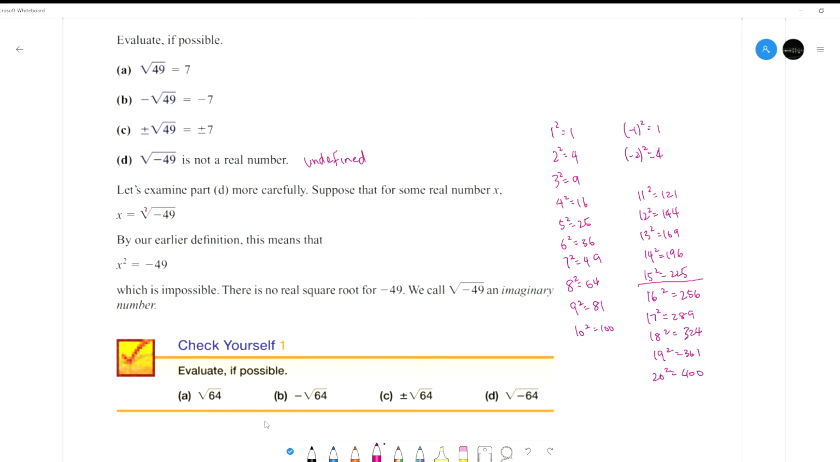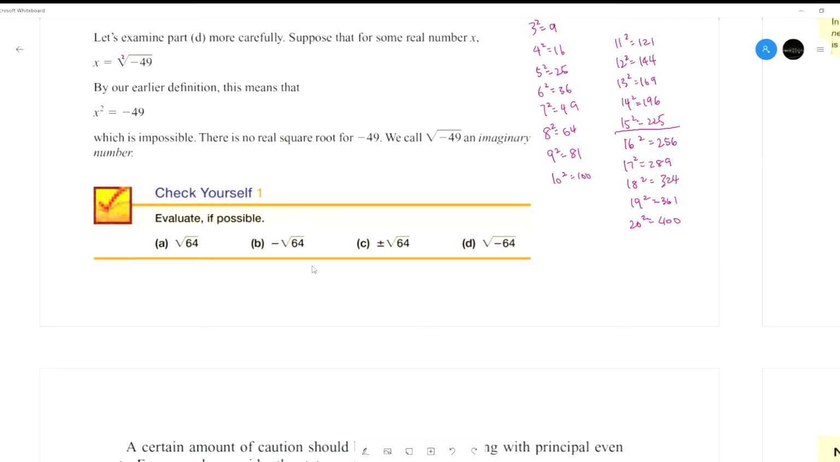Square root of 64. What do we get for that? You could type these answers out in chat. Should be pretty easy. Part A, B, and C. Also D. Okay. What about the rest of these?